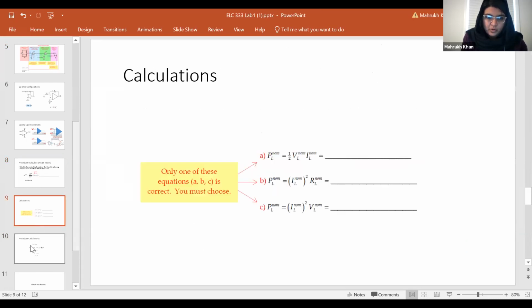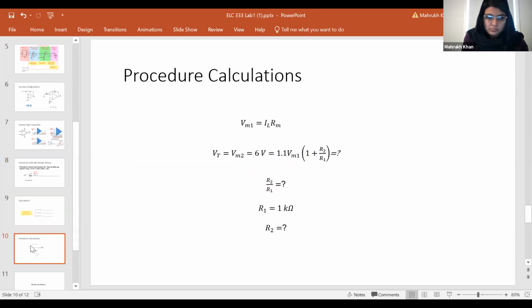So you ready to go in the breakout room? Or do you have any questions? Is this lab due next week? No. This lab is not due next week. Today you will be doing calculations and the simulation. Next week we will be doing the practical, and then this lab will be due after the next week.